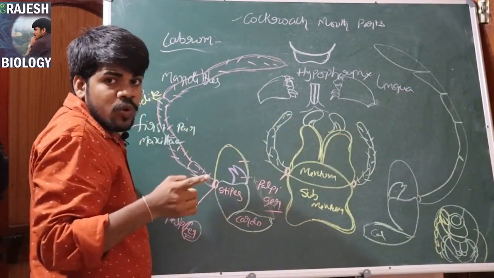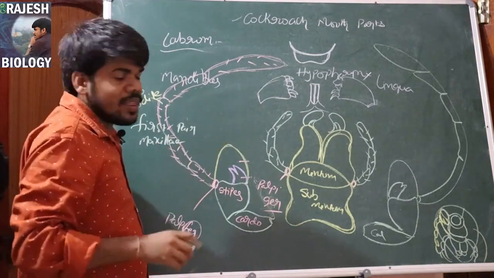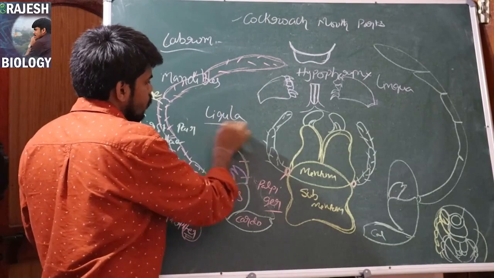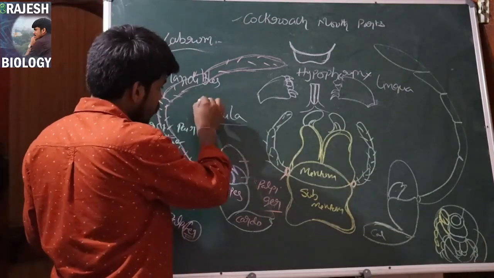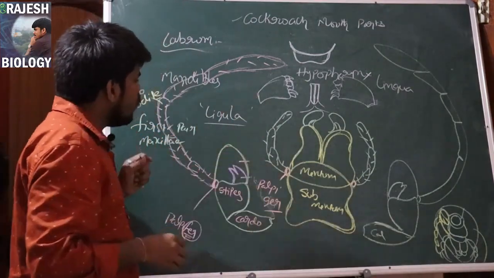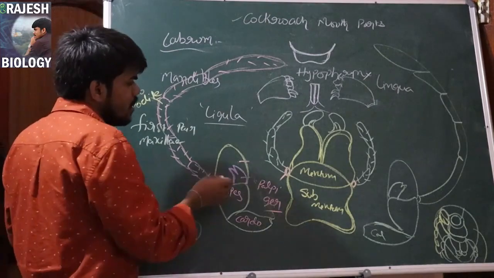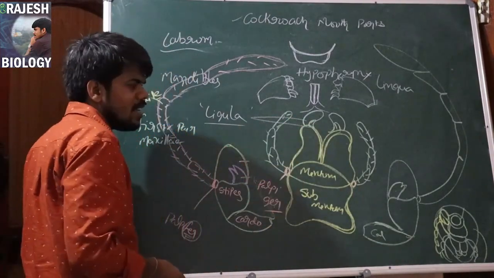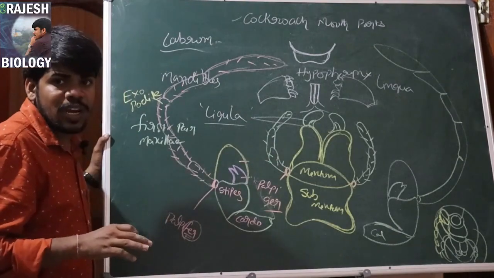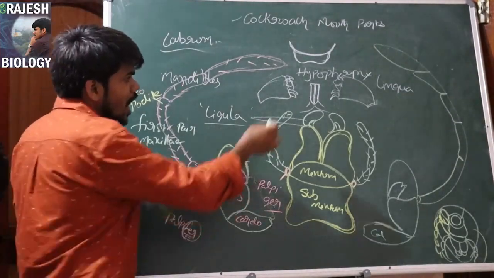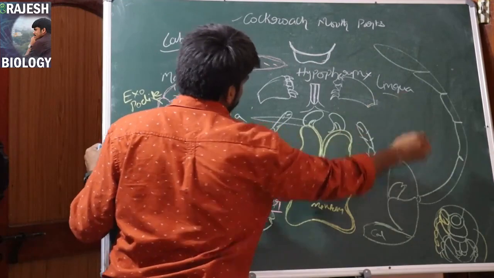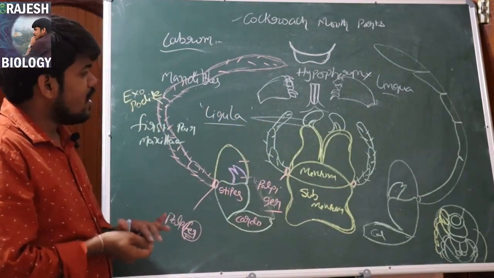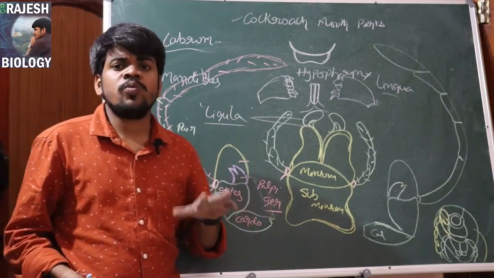And there is another word very similar to lingua, that is ligula. Ligula is nothing but the glossa and paraglossa. Glossa and paraglossa together are called what? Ligula. Hypopharynx is called lingua. So these are the cockroach mouth parts.